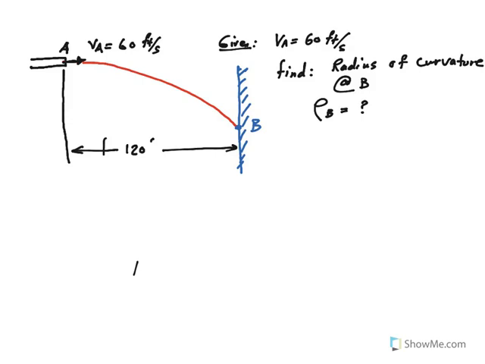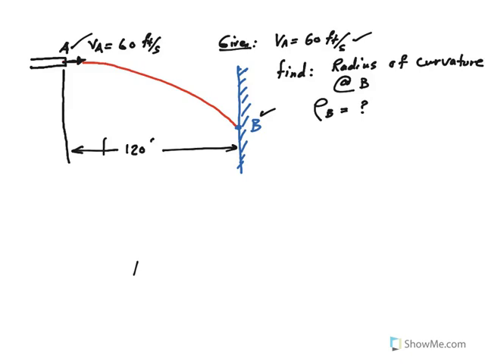So here we have water, or whatever fluid, leaving the nozzle at a velocity of 60 feet per second at A. It's coming out of the nozzle horizontally, and then it's going to hit the wall 120 feet away horizontally at point B. So the question is, if we are given the initial velocity coming out of the nozzle horizontally at 60 feet per second, what would be the radius of curvature at point B?